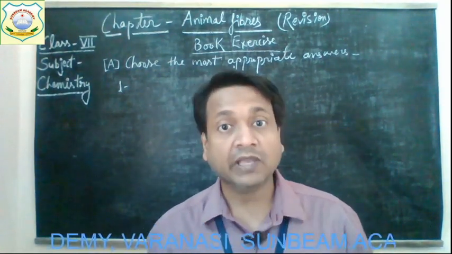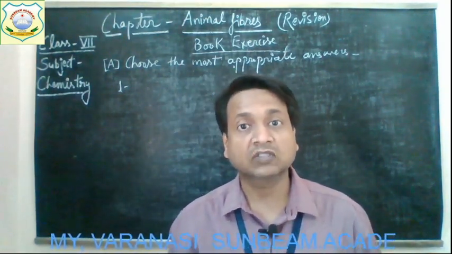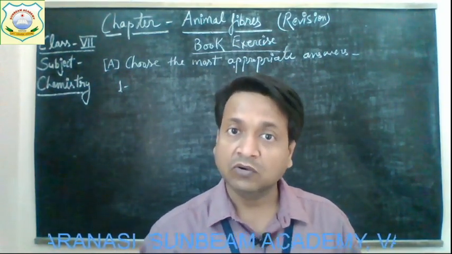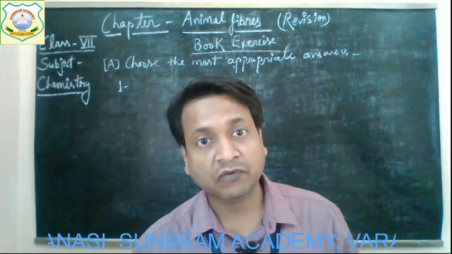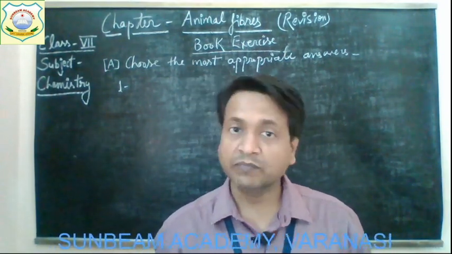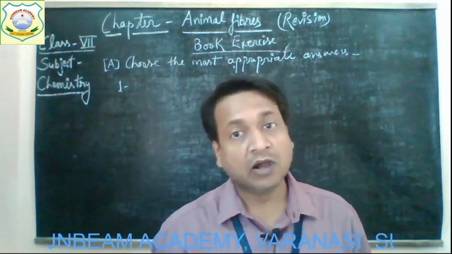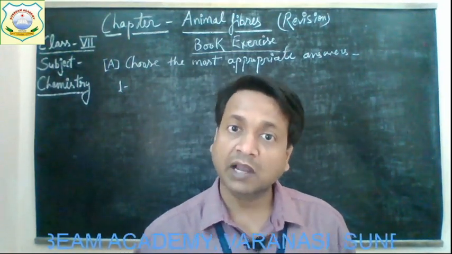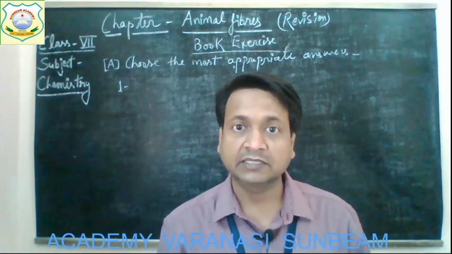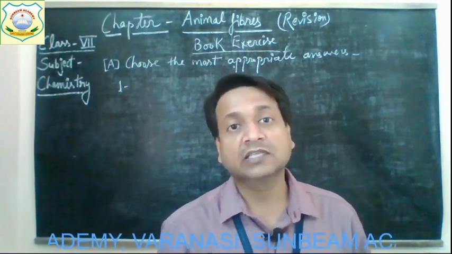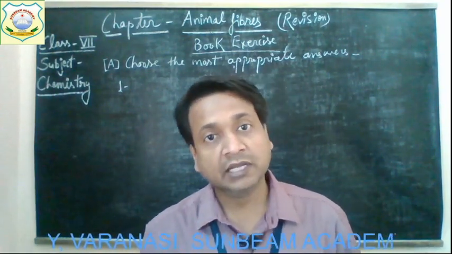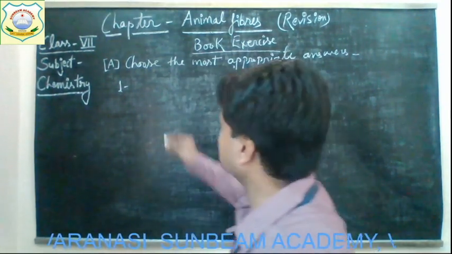So children, we have already discussed in this chapter in detail that wool is obtained from sheep and some other animals, silk is obtained from the cocoon of the silk moth, and angora fiber is obtained from the angora rabbit. Got it? So these all come from animals, and jute is the fiber that we obtain from the jute plant. So here the correct answer will be jute.